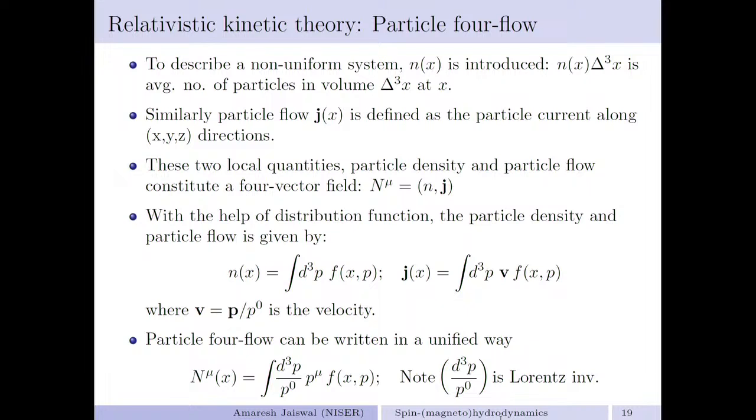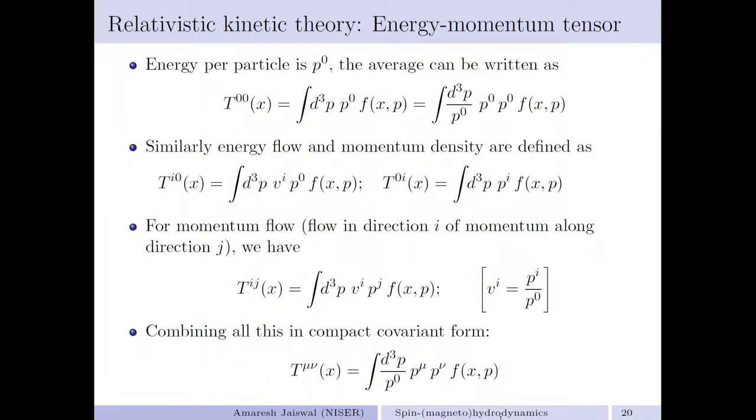Similarly, we can define the energy density, where we weigh the distribution function with energy and integrate. Then we can have the energy flow, so energy weighted with the velocity is the energy flow. The momentum density is the distribution function weighted with the momentum, and then there is a momentum flow. All these can be combined together with this definition of the velocity to write the energy momentum tensor of the fluid in terms of the distribution function. All this is relativistic because d3p by p0 is a Lorentz invariant scalar.